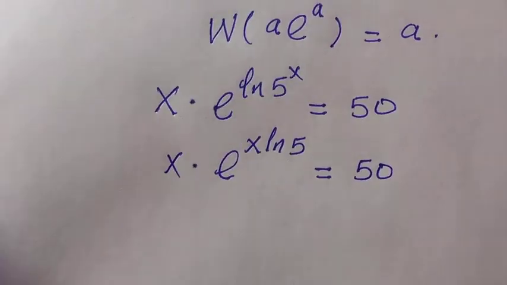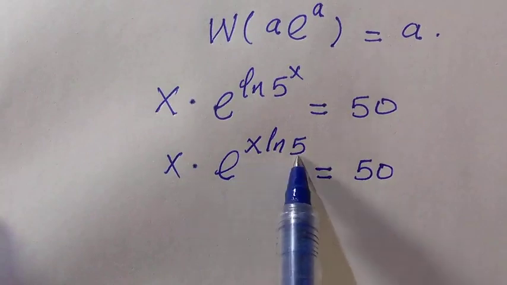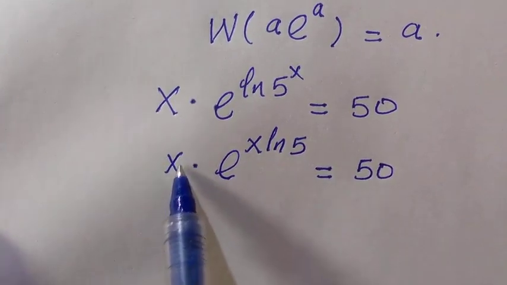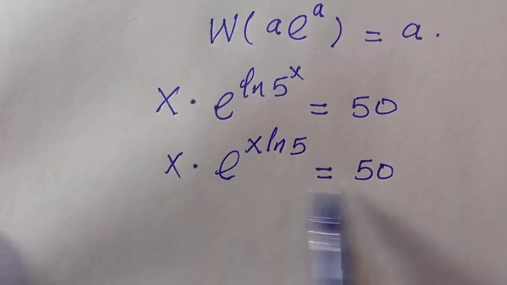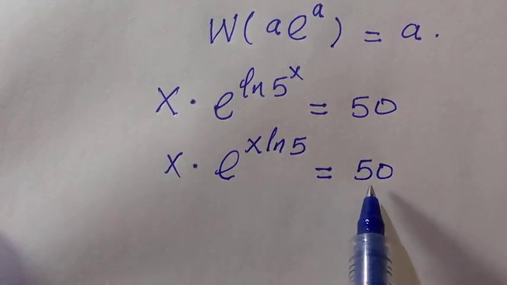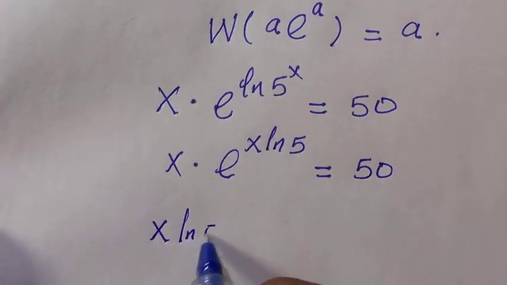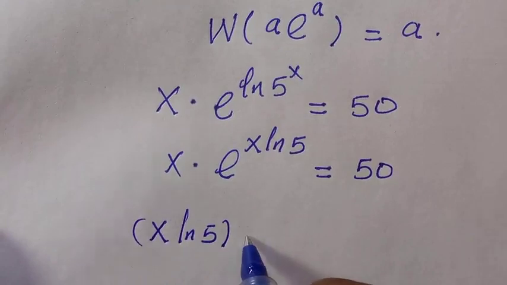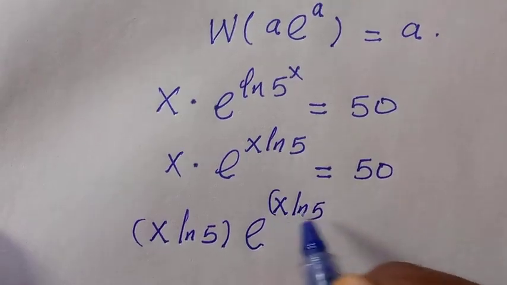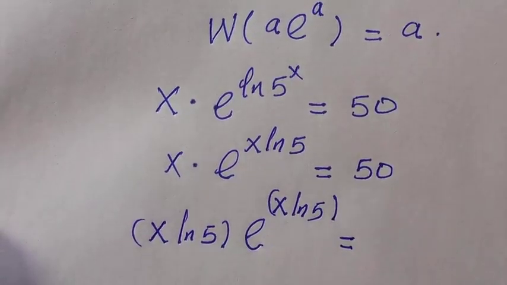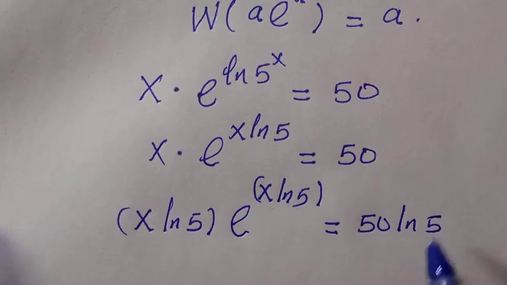So this does not really look like what we have above, because here is x ln 5 and here is x. So what is missing here is ln 5. That is, we are going to multiply both sides by ln 5. Doing so, we have x ln 5 multiplied by exponential of x ln 5 equals 50 ln 5.